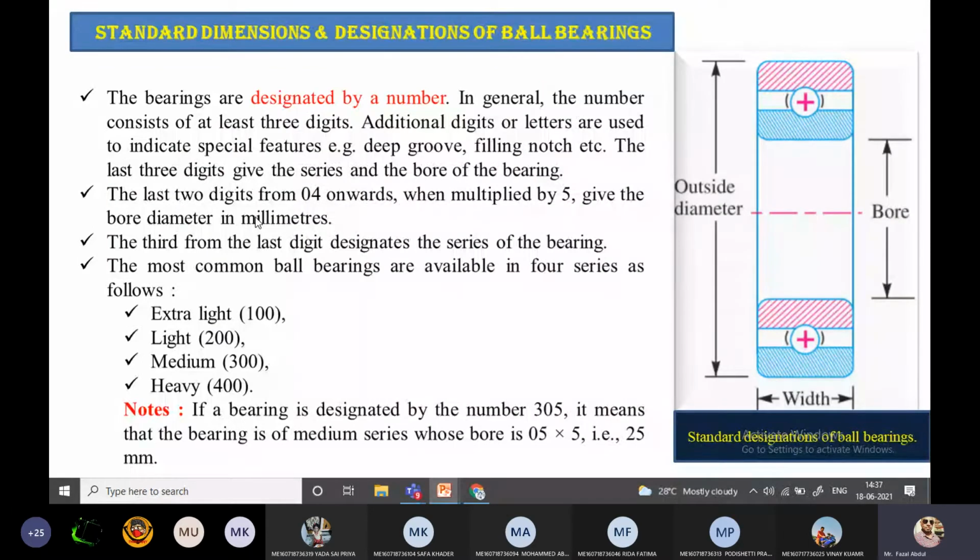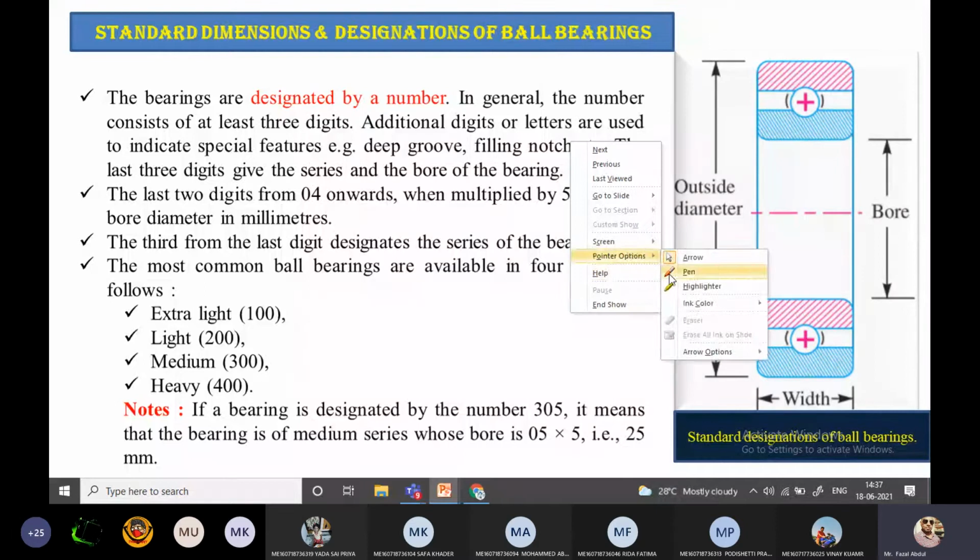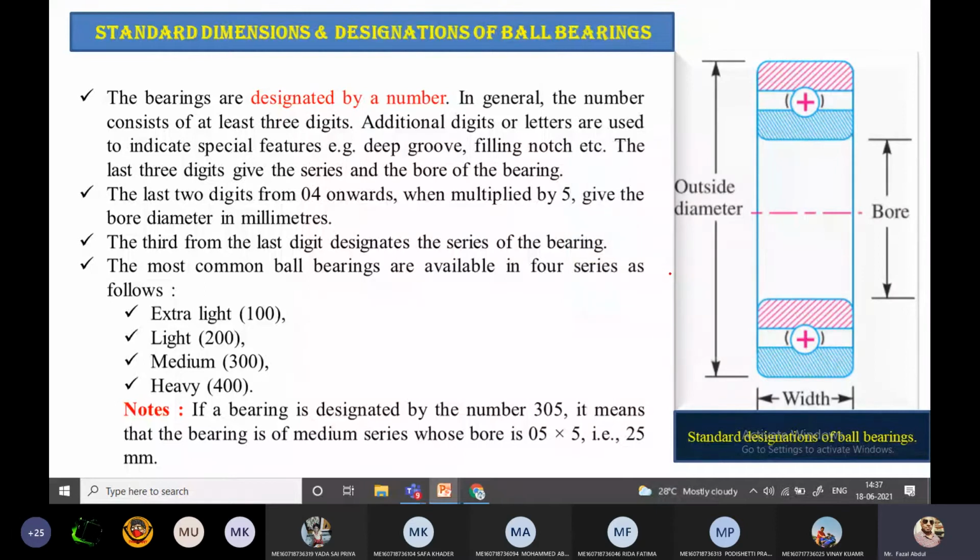Now coming to the standard dimensions and designation of ball bearings. Here a bearing is going to be designated by a number, as you can see here, 300, followed by the series. The series are extra light, light, medium, and heavy. These are all the series.